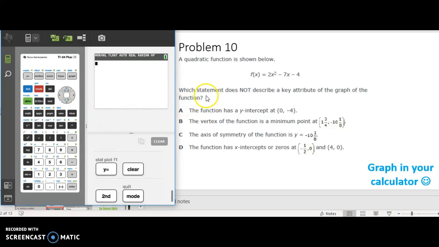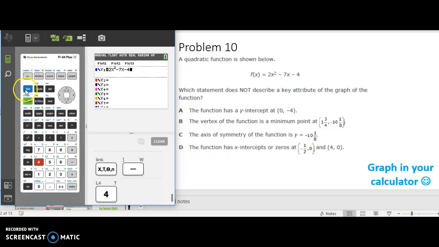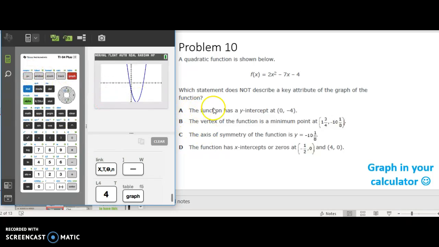For this problem, I want to go ahead and type this one in the calculator. Y equals 2x squared minus 7x minus 4. And I can take a look at the graph and see if I can select or eliminate some answer choices. First of all, it says which one is not a key attribute of the graph.